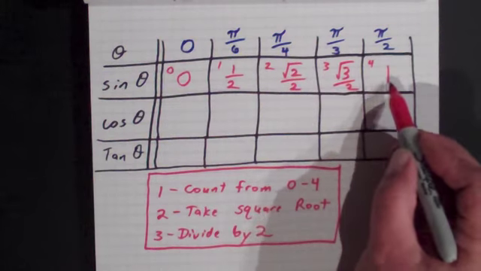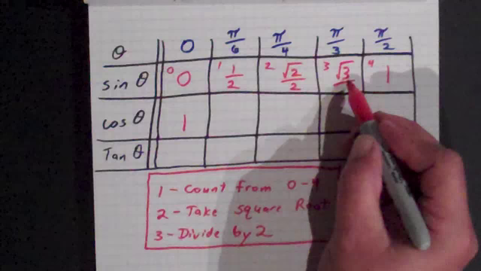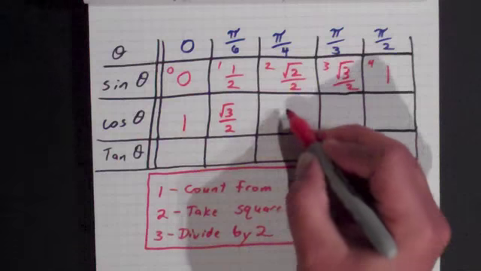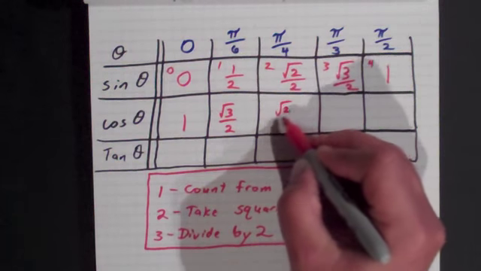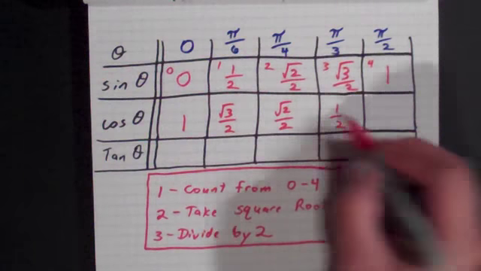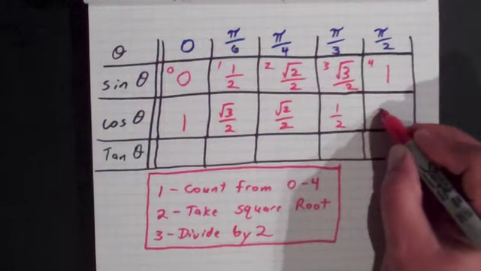Cosine just goes the other way. You start with a 1, then the radical 3 over 2 is next. Notice that at pi over 4, sine and cosine have the same value. The 1/2 comes here, and then sine started with a 0, this one ends with a 0.